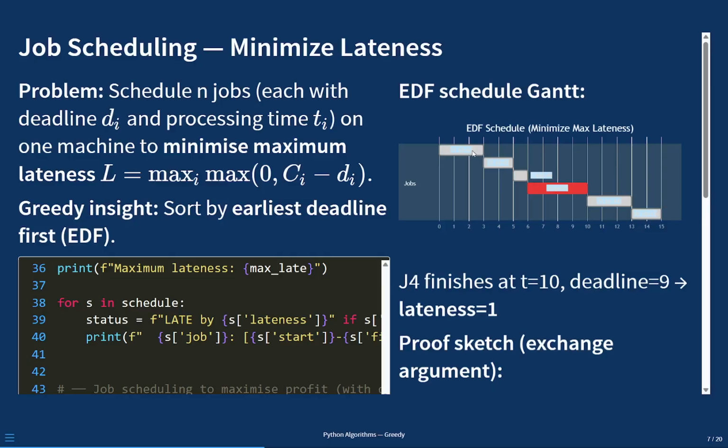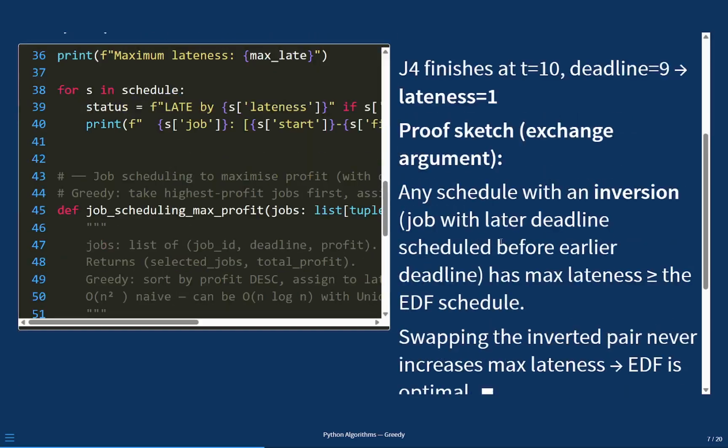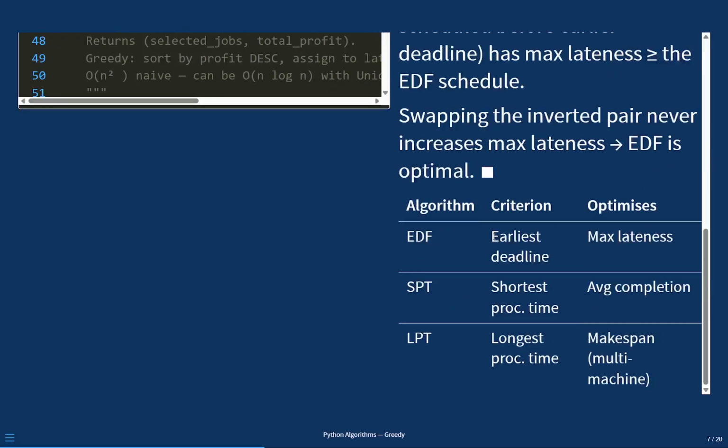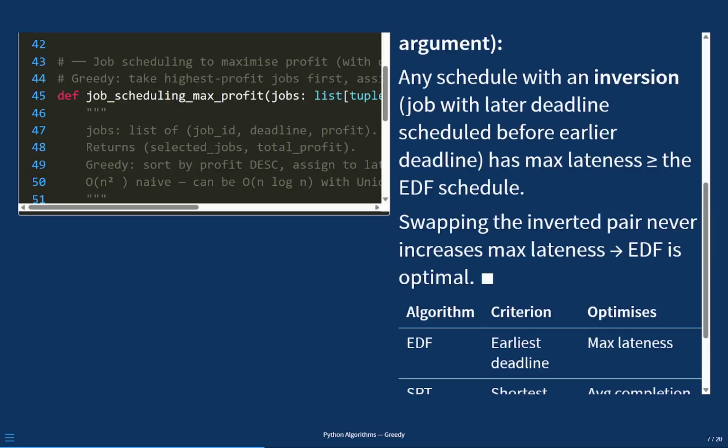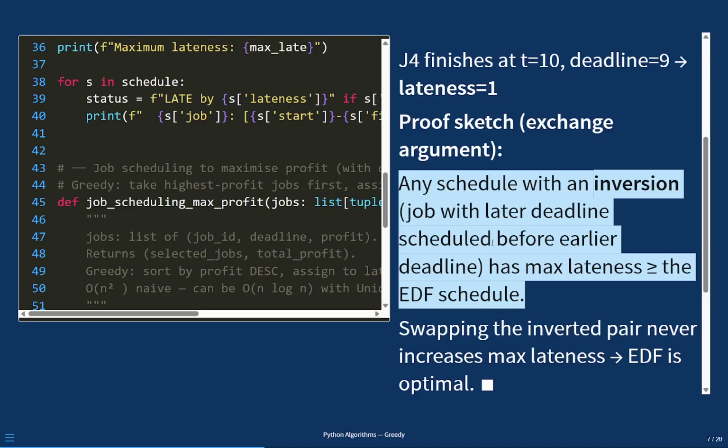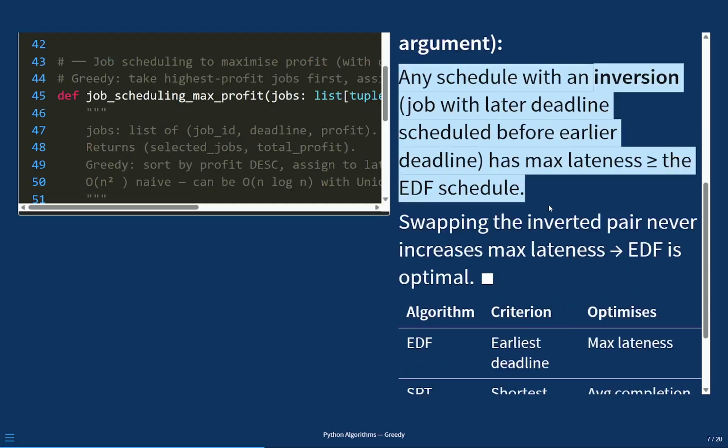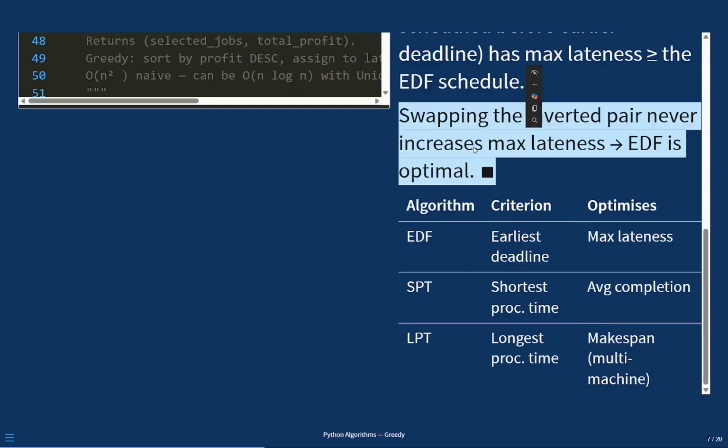Maximum lateness: 1. You can verify by hand that any permutation of these 6 jobs yields maximum lateness at least 1. EDF is optimal. The proof again uses an exchange argument. Any schedule with an inversion, a job with a later deadline scheduled before a job with an earlier deadline, has maximum lateness at least as large as the EDF schedule. Swapping the inverted pair never increases maximum lateness. EDF has no inversions. It's optimal.